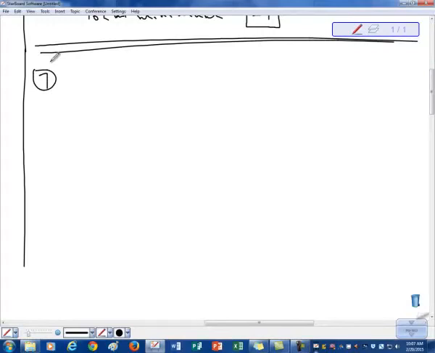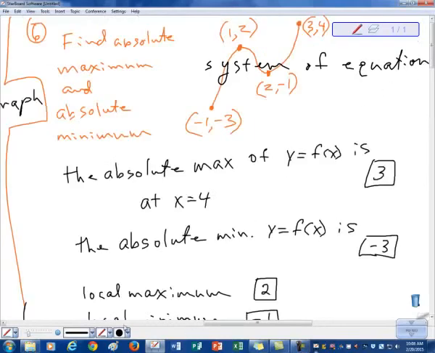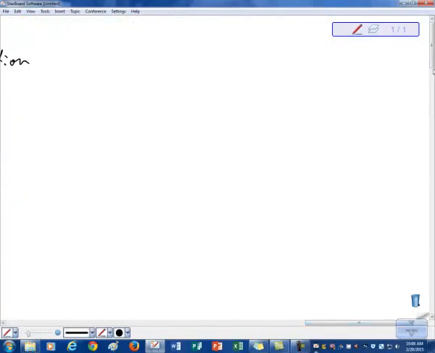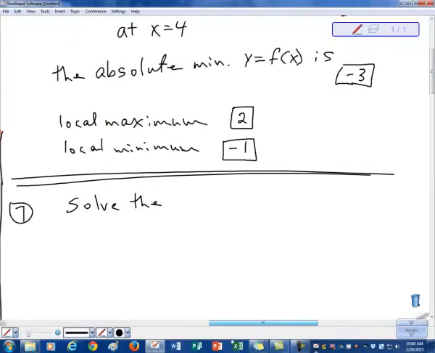Alright, question 7, determine algebraically whether the given function is... Alright, we did that, so you'll see another one like that. Question 7, solve the system of equations.